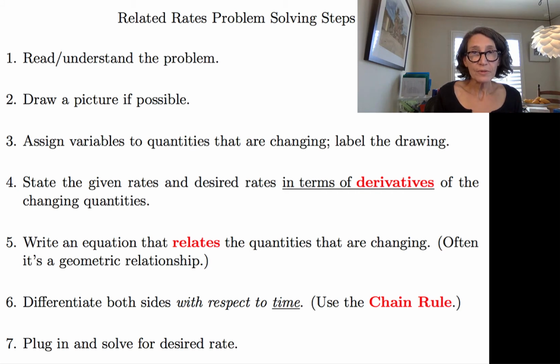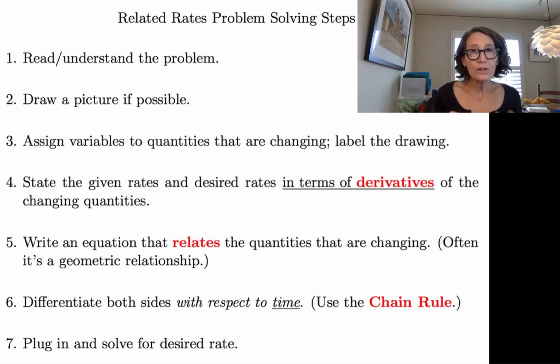After you've assigned variables to anything that's changing and labeled it all in the drawing, then in step 4 you're going to write down some rates that are given and rates that you're asked to find, but you're going to write them as derivatives. You're going to write dx/dt equals 65 miles per hour, or you're going to say d theta/dt equals something that's given to you. Step 5 is important, but you can't do step 5 until you do step 4. So make sure you've got some derivatives written down in step 4, and then in step 5, it says write an equation that relates the quantities that are changing.